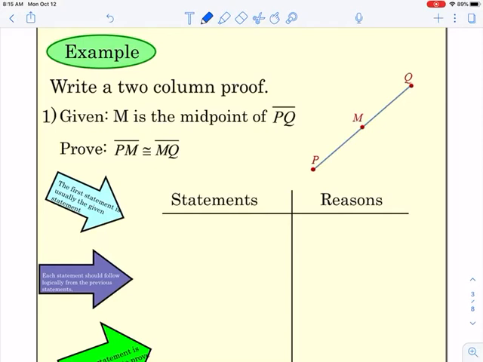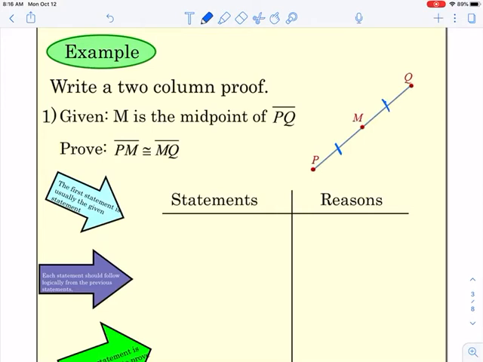So our example: write a 2-column proof. And here's what you're given. You're given that M is the midpoint of PQ, and we want to prove that PM is congruent to MQ. So again, you have your picture over on the right-hand side. There are 2 things I like to do. I like to mark my picture from what's given. And then step number 1 is always going to be to write your given. So given M is the midpoint of PQ, that's going to mean that PM is congruent to MQ.